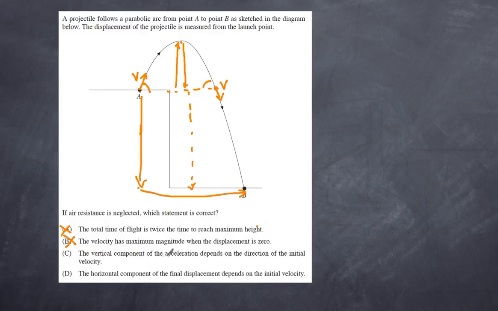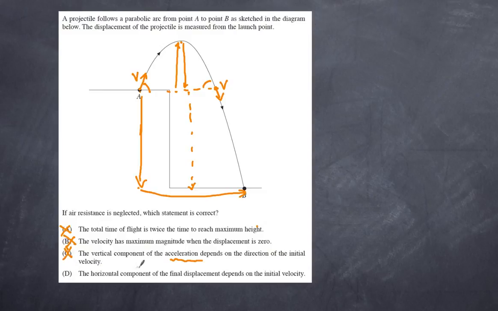C, the vertical component of the acceleration depends on the direction. Now this statement here clearly is incorrect because it says somehow that the acceleration is variable depending on the direction of the initial velocity. We've stated time and time again that the acceleration is constant throughout the whole journey. So C is also incorrect.